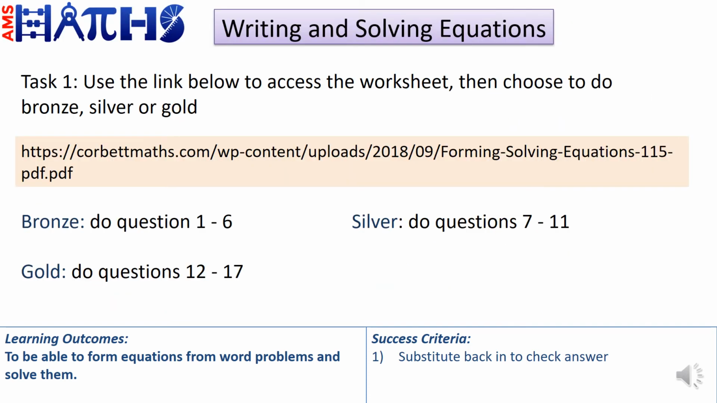Okay, now we're at task 1. We've practiced writing equations from word problems and solving them. So now you're going to spend 15 minutes doing some questions. The description for task 1 is included in the show my homework description box. So you'll access the link, and you'll get the link for marking as well. Once you have finished doing that, resume the video for part 2 of the lesson.